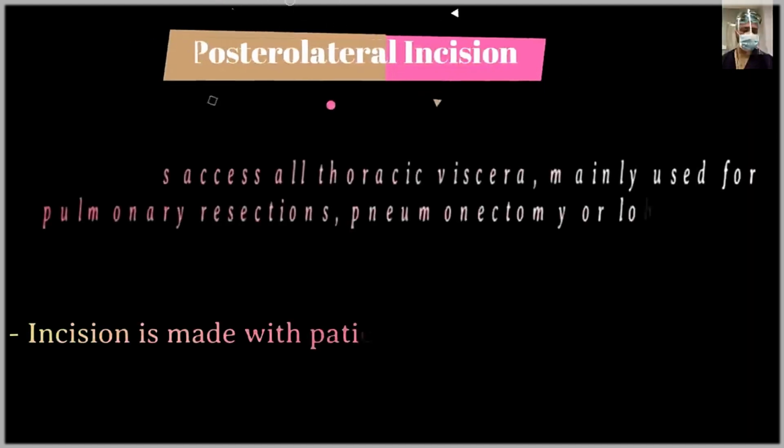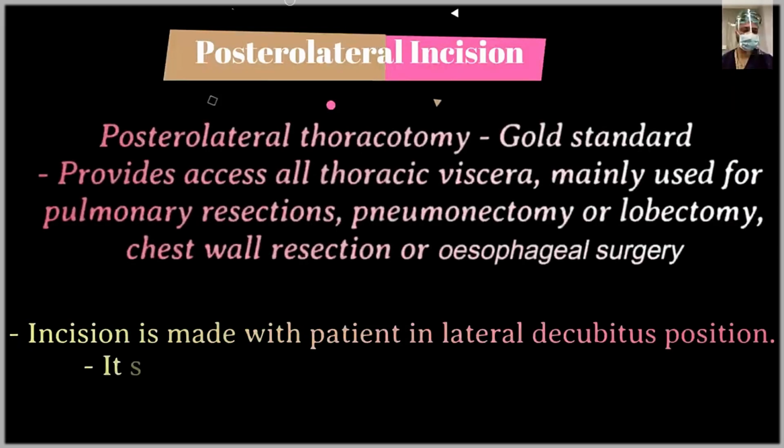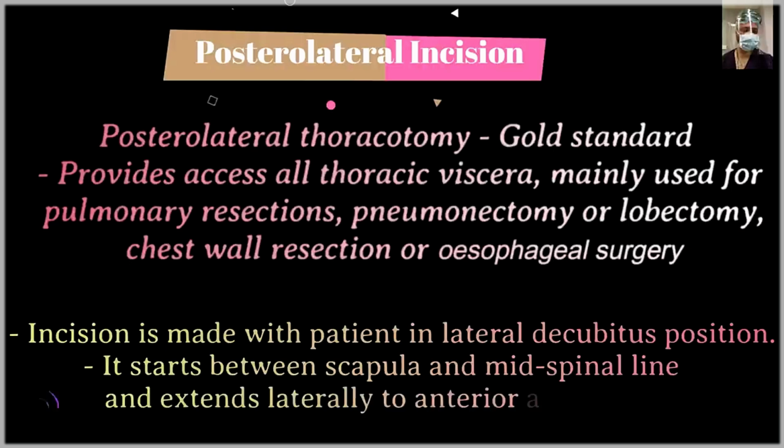So basically, there are two types of thoracotomy described in literature: one is posterolateral, another is anterolateral. The posterolateral thoracotomy is the gold standard, and that's what we are demonstrating in this video. It provides access to all the thoracic viscera, mainly used for pulmonary resection, pneumonectomy or lobectomy, chest wall resection, or esophageal surgery. Incision is made with the patient in lateral decubitus position, which we have already discussed, and it starts between the scapula and mid-spinal line, and extends laterally to the anterior line.